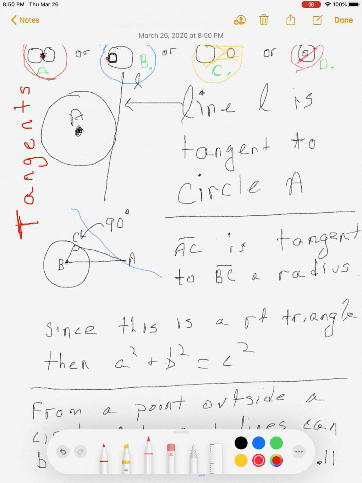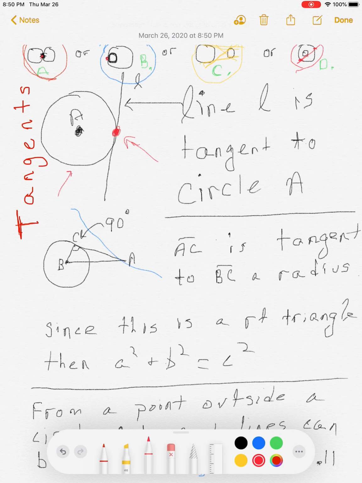Okay, moving on here. In my next picture, I have a line, L, and it is drawn to a circle labeled A. And this line L is tangent to the circle. Line L is tangent to the circle A. And what does that mean? Well, it means it touches it at a point of tangency. And that's the point of tangency, let's say, and we could label that B.